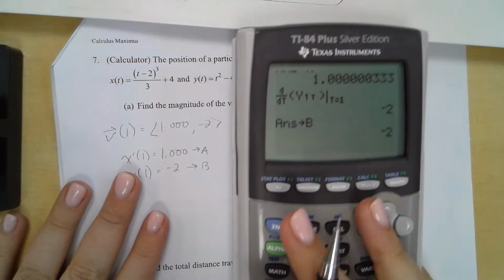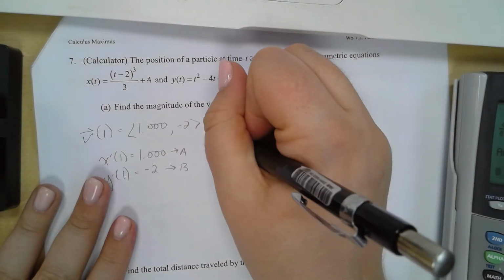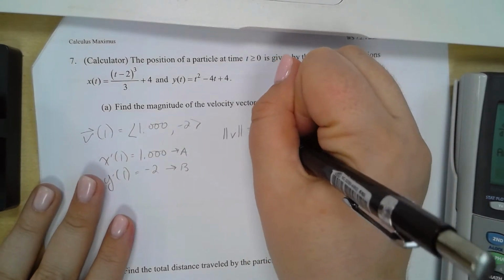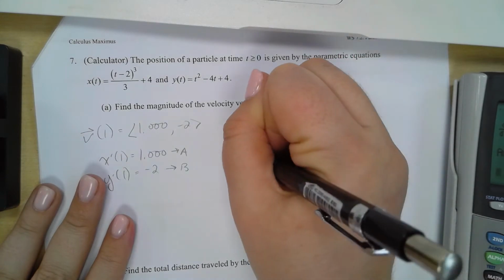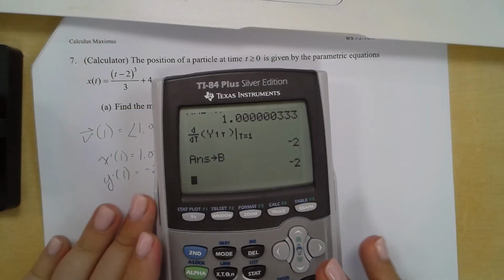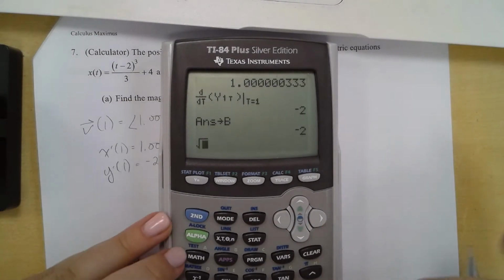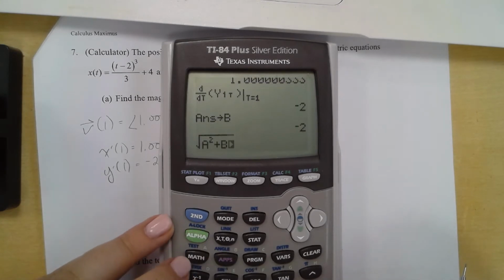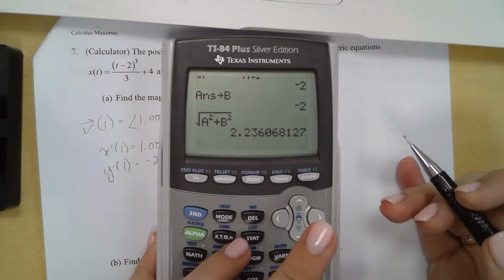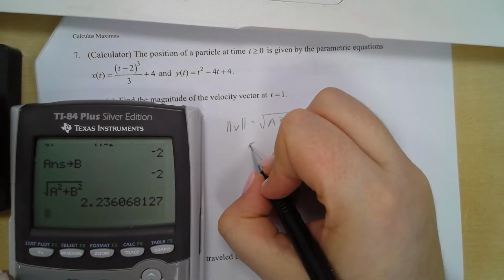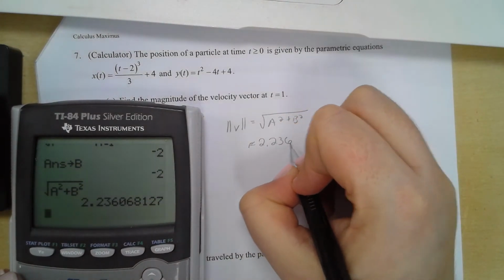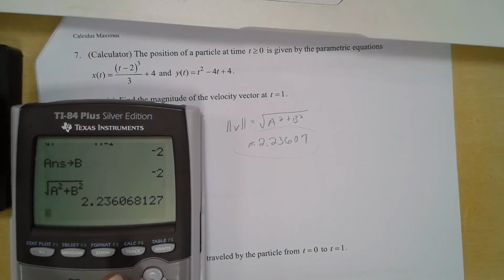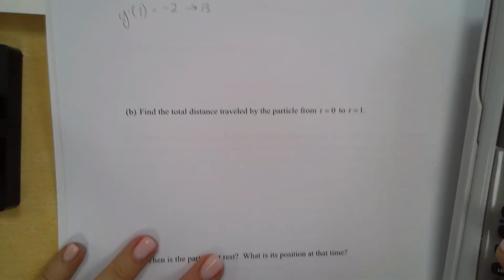So now I can actually find my magnitude. The magnitude is going to be equal to the square root of a squared plus b squared. I can type that in my calculator: second square root of alpha a squared plus alpha b squared. And I get approximately 2.23607. So there I found my velocity, the magnitude of my velocity vector.